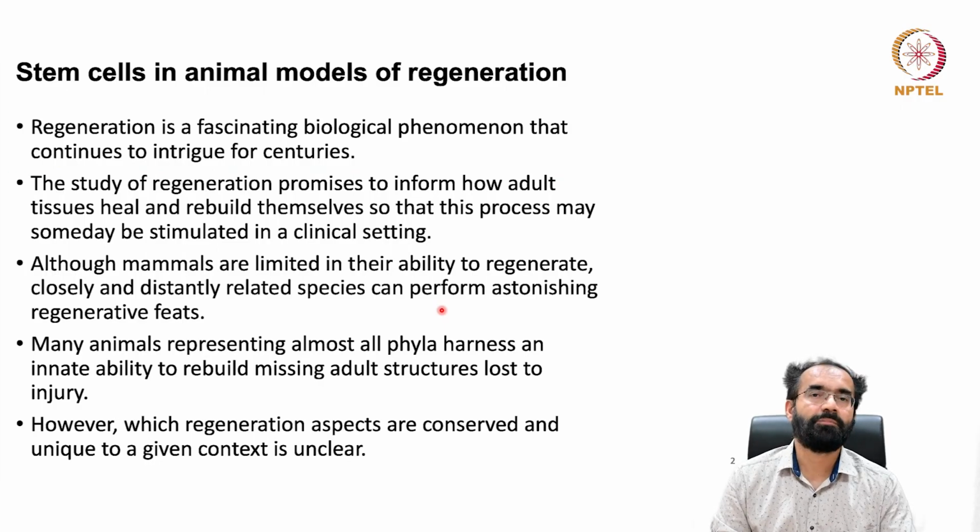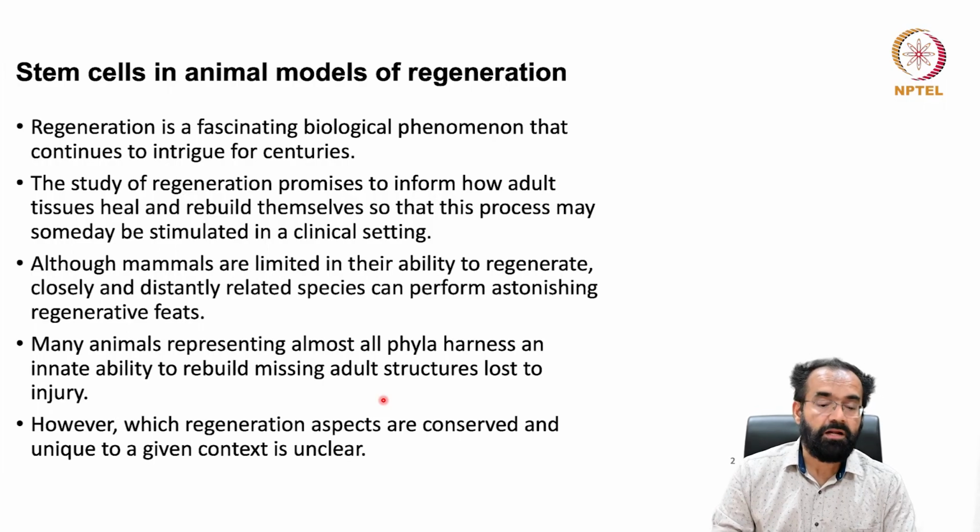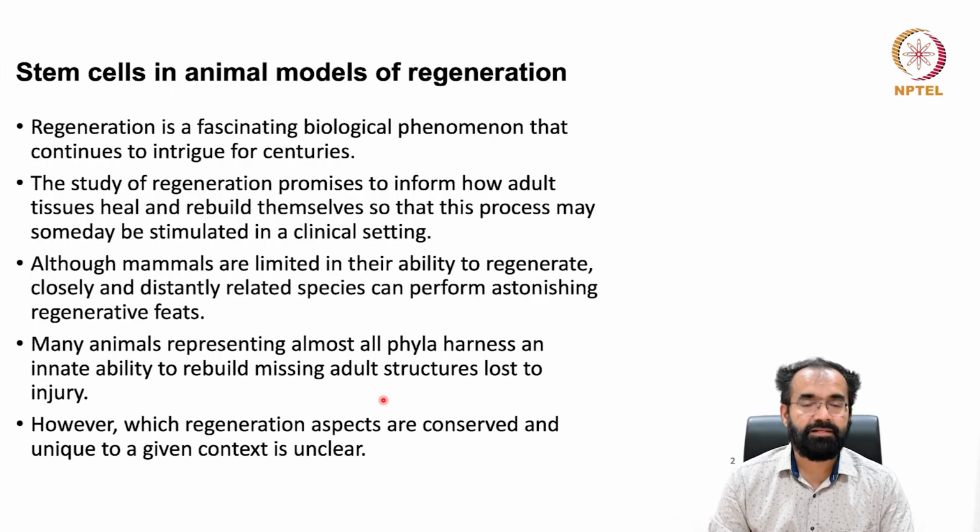Many examples are there, although mammals cannot. Some examples, like spiny mice, can regenerate their skin naturally, and lots of regeneration studies are undertaken in that model as well. So many animals representing almost all phyla harness an innate ability to rebuild missing adult structures lost because of an injury. This replacement of the missing structure can be a perfect replacement or a stopgap arrangement. Both ways you can see it.